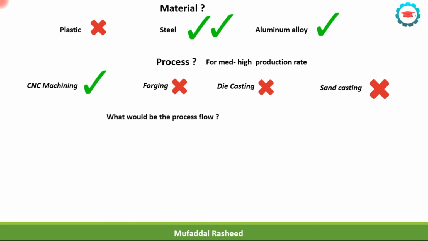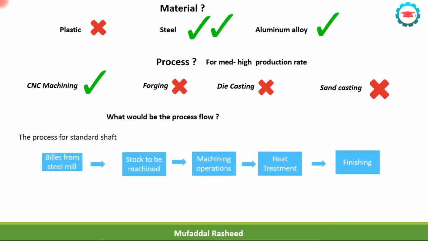So what would be the process flow for such a part? So the process for a standard shaft would be the billet from the steel mill comes and the stock to be machined is cut. The stock is put on the machining machine tool and the operations are done. So these operations are generally turning, facing, parting, shaping, milling, etc. And then it goes for heat treatment. So if you want to have a superior fatigue resistance, a superior hardness and superior strength, then after that we can go for heat treatment, which will enhance the mechanical properties. And after that the finishing operation is done, which is nothing but grinding or polishing.